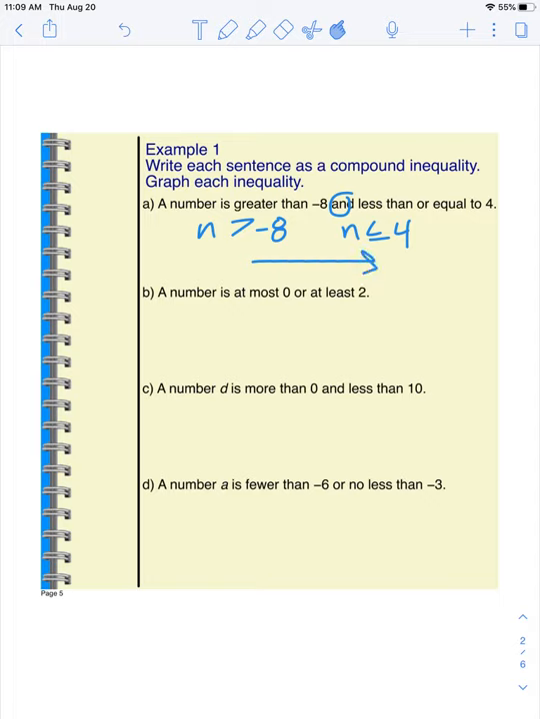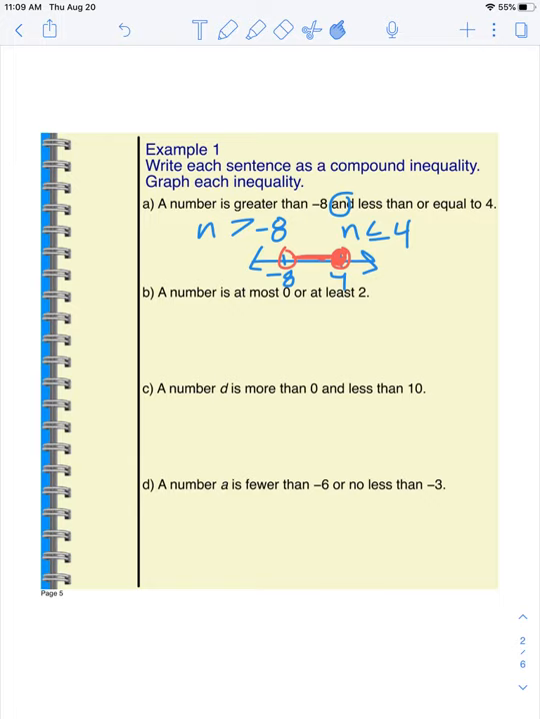How that's going to look on a number line, we have -8, we have 4. It has to be greater than -8 and it has to be less than 4. That's an "and." Oh, less than or equal to 4, so that's shaded in.